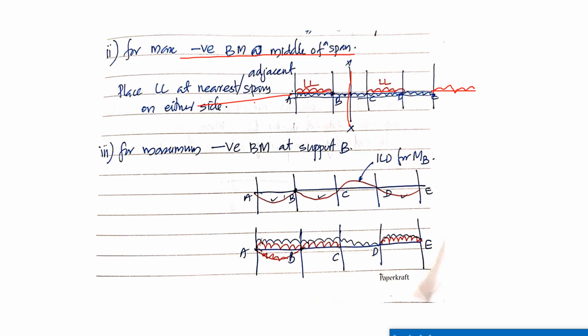So more than 4 spans may not be asked for your university exams because it will be tedious for the calculations. So whenever you get a problem like this, you can place the live load on either side of the particular span which is asked. And for maximum negative bending moment at support B, this is the ILD for support bending moment MB. So in order to get maximum bending moment at B, you can place the live load on either side of B and on alternate spans like this.